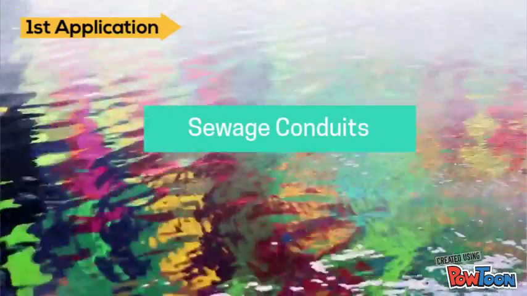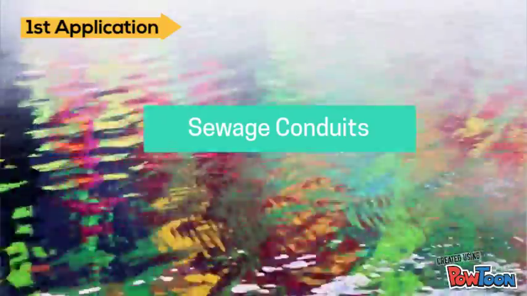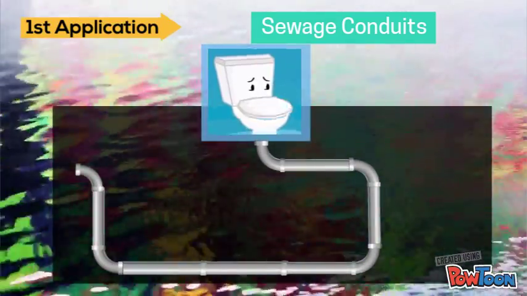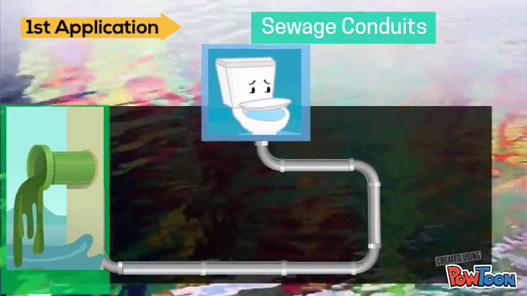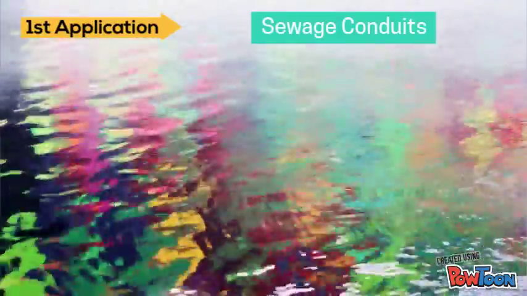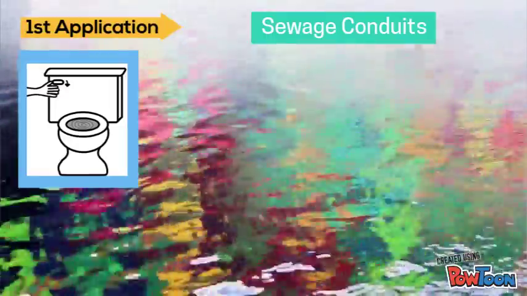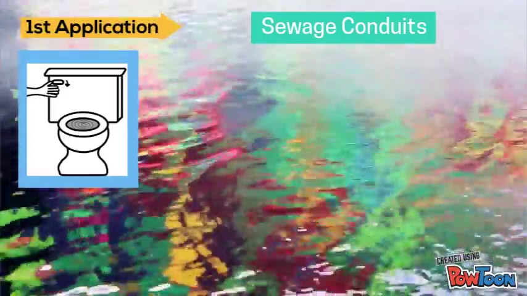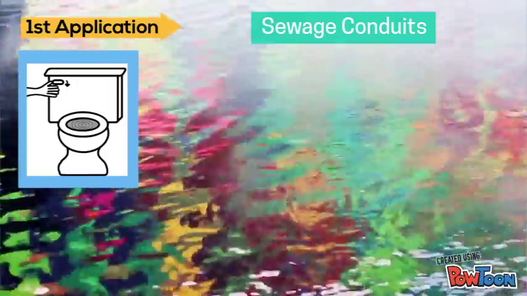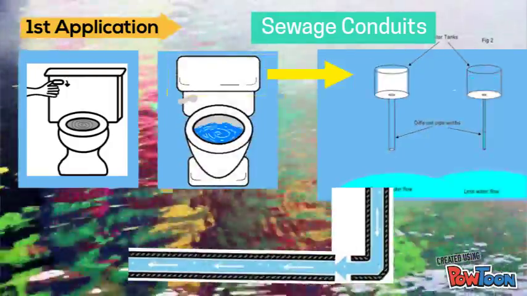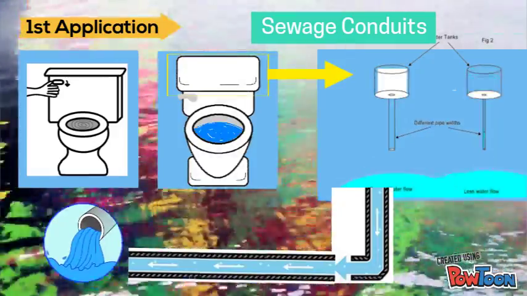So for its first application, sewage conduits. Take for example your toilet, and there are narrow pipes below that toilet bowl connected to the sewage area. When flushing, there is a mechanism inside the toilet pumping pressure so that the water will then come out to flush any contents inside. And then, it will go through the pipes with a high speed until it reaches the septic tank.